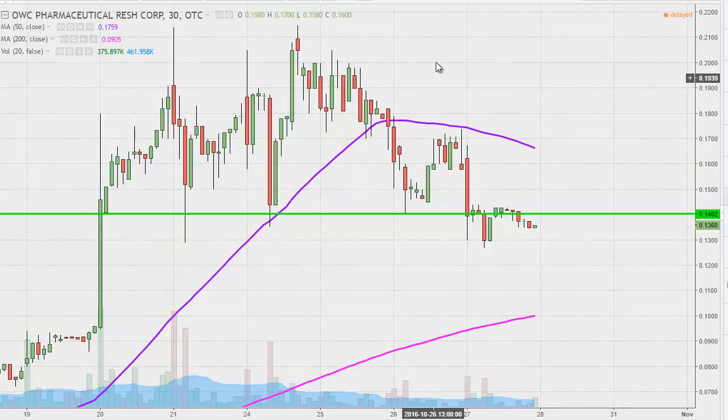Now, the very interesting area that I'm talking about is right here at 14 cents, which is that green line right there. For those of you that have watched videos in the past, this will probably mean a little bit more to you, but hopefully you have remembered me talking about that. And why is that level so important?